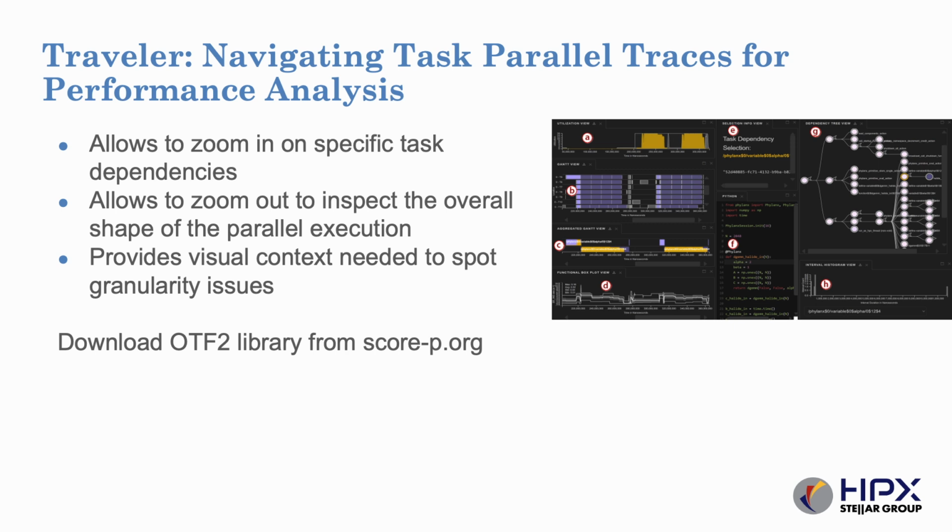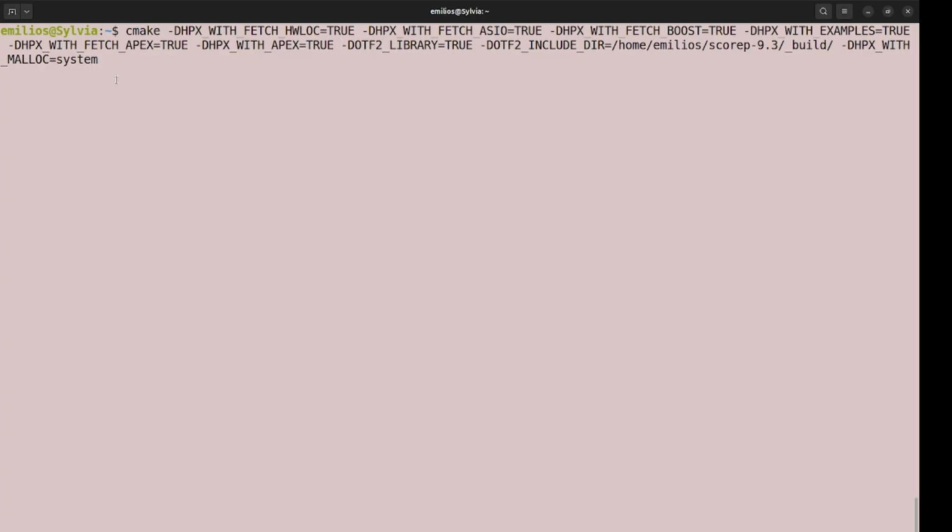To use Traveler for performance analysis, you'll need the OTF2 library. To install it, you download OTF2 from the webpage score-p.org, configure it, and install it. You'll also need to build HPX with Apex. To do that, you should use the following flags while configuring. The flags are HPX_WITH_FETCH_APEX true, HPX_WITH_APEX true, OTF2_LIBRARY true, OTF2_INCLUDE_DIR, and just put the directory where you have installed OTF2, and that's it.